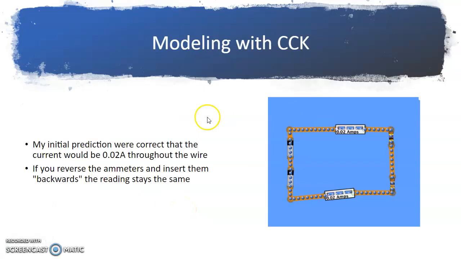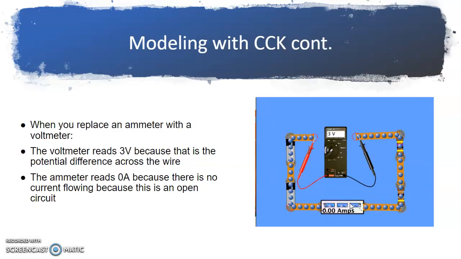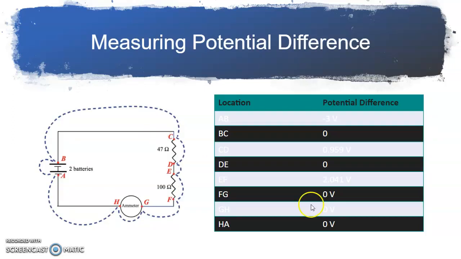So this is the modeling. My initial predictions were correct, 0.02, and if you reverse the ammeter, it says the same. When you replace it with a voltmeter, it says 3 volts, and the ammeter reads 0 because there's no current.